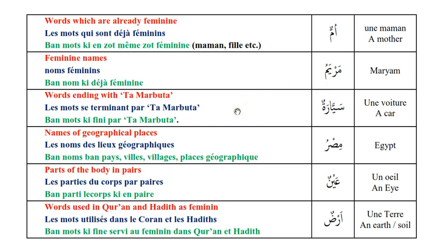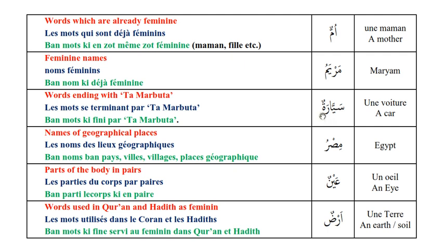The third category, we have words ending with ta marbuta. Words ending with ta marbuta. For instance, sayyaratun. Sayyaratun, a car. Sayyaratun, a car. It ends with dhammatan. And we have ta marbuta. Words ending with ta marbuta, they are feminine. We have exceptions, but later on we will see these exceptions. But learn what we are having today itself.